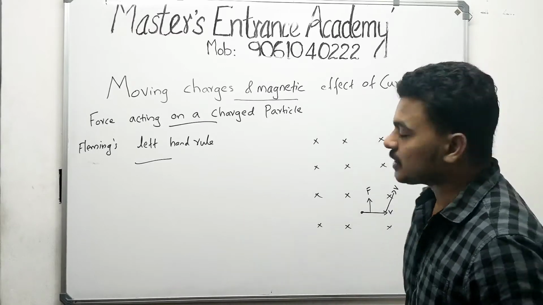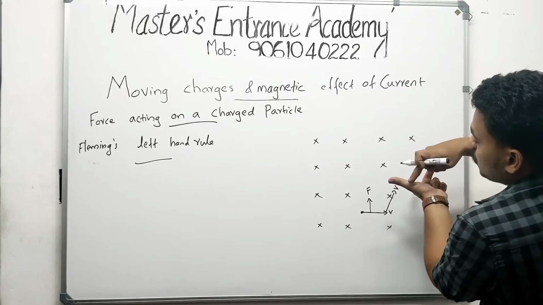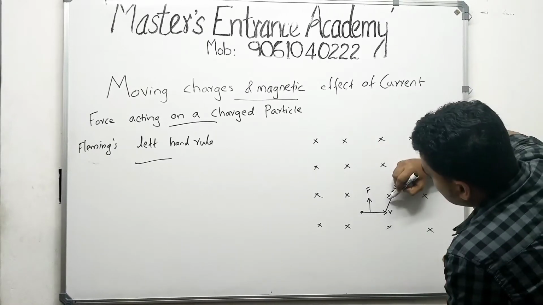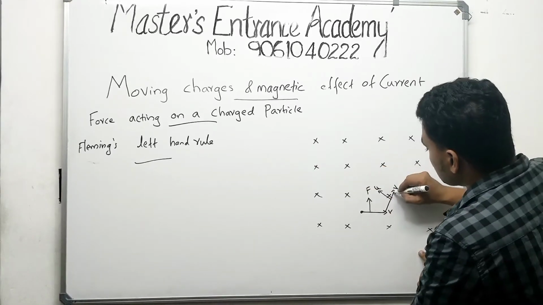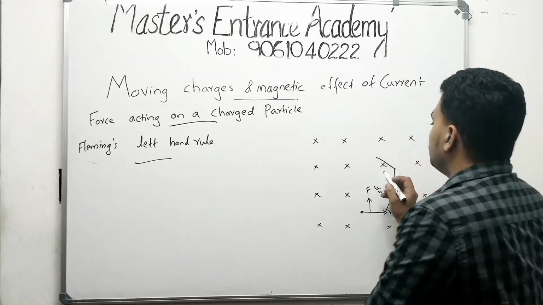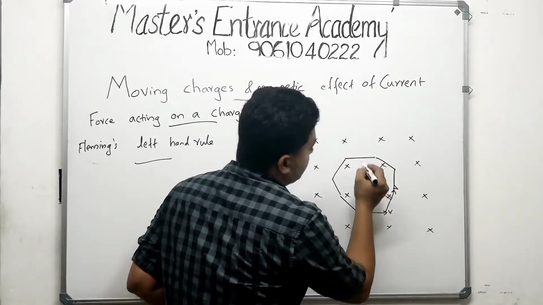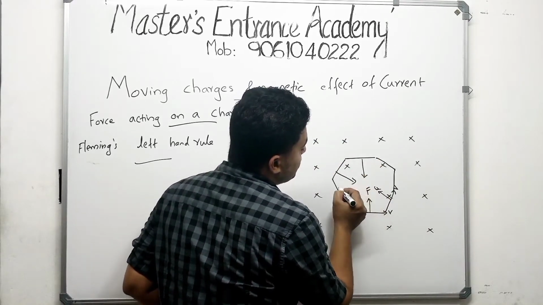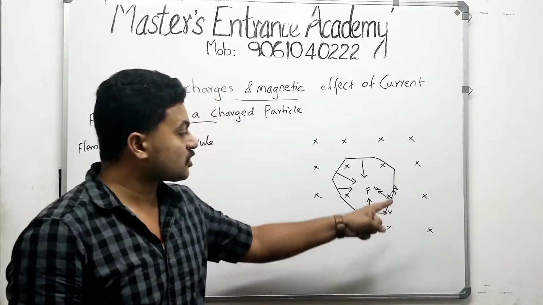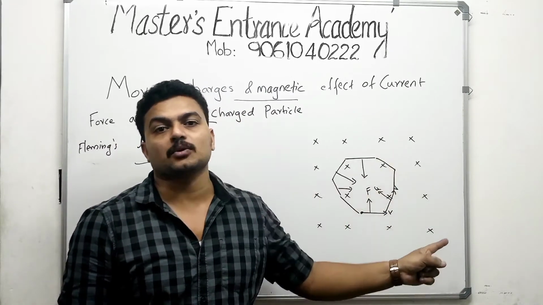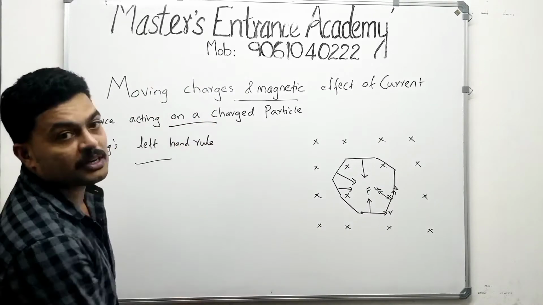And what is the direction of force? Again, using magnetic field, velocity, and thumb for the direction of force, it will move in this direction. This is the direction of force; again it is pulled. So collectively it will execute a circular path. A charged particle moving perpendicular to a magnetic field experiences a force, hence it moves in a circular path. So that is the force acting on a charged particle.